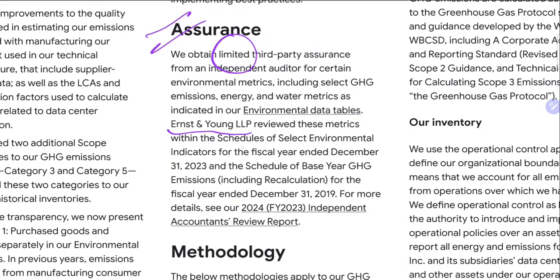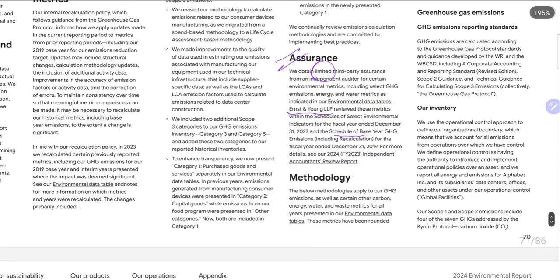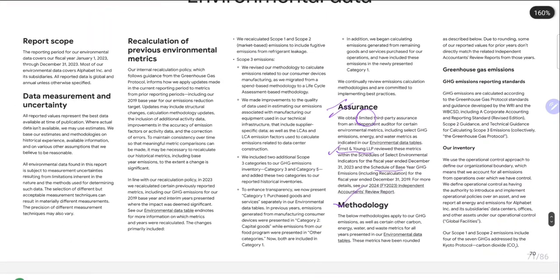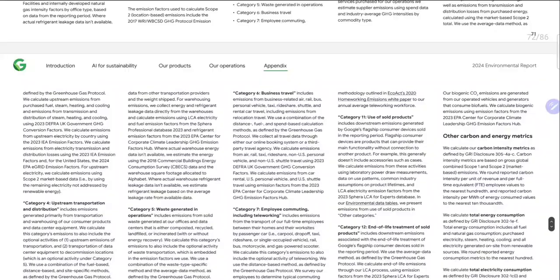They reviewed these metrics within the schedules of selected environmental indicators for the fiscal year ended December 31st, 2023, and the schedule of the base year. So this information is already highlighted here. Who did the assessment for assurance, and the methodology applied for assurance, is also available here. Which topics have been captured and covered under that assurance scope has also been highlighted in the details.